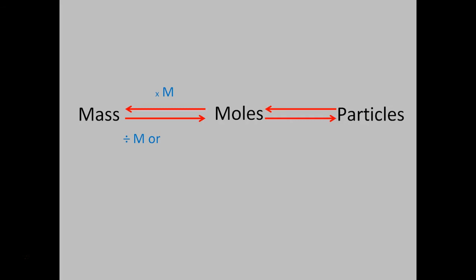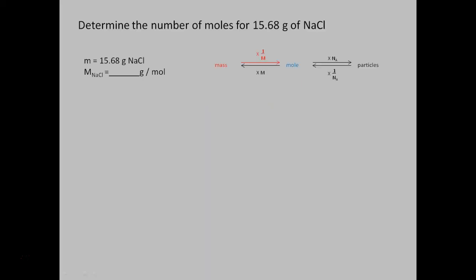Now, to go from mass to moles, we divide by molar mass, or we can multiply by the inverse. Or to go from moles to mass, we multiply by molar mass. Likewise, to go from moles to number of particles, we multiply by Avogadro's number. Or to go from number of particles to moles, we divide by Avogadro's number or multiply by the inverse. From this, what we can see is that to go from moles to one of our other ways of representing the amount of particles or matter I have, I multiply. To go into moles from either of them, we divide or multiply by the inverse.